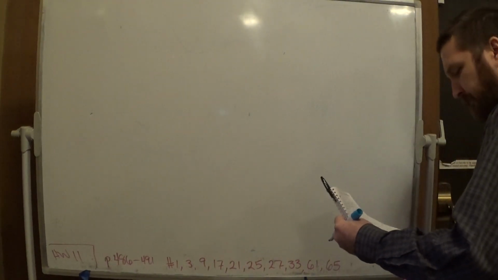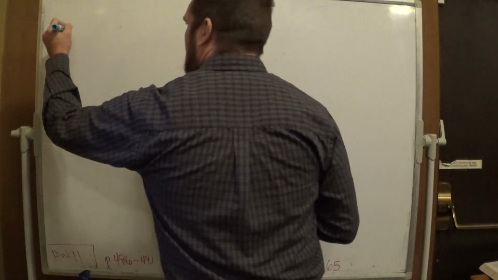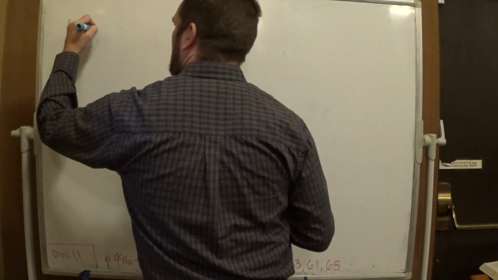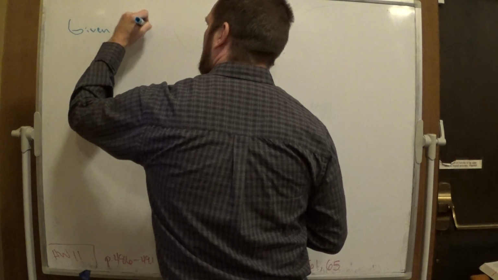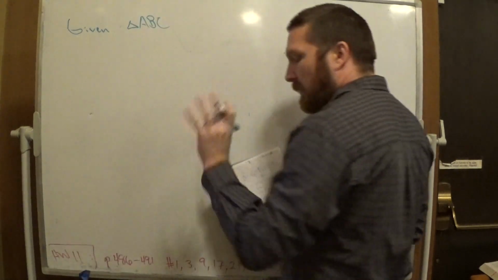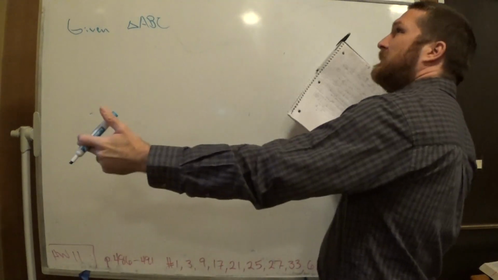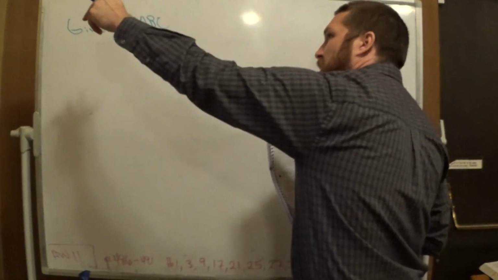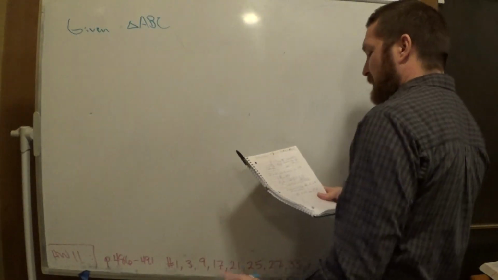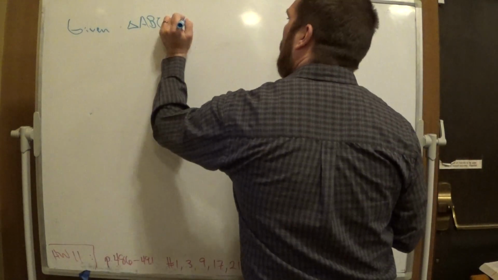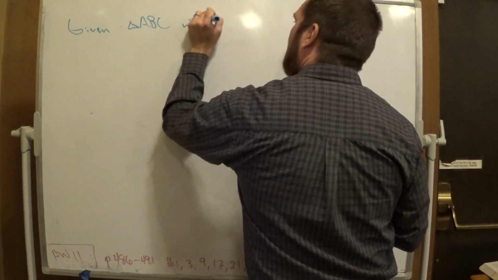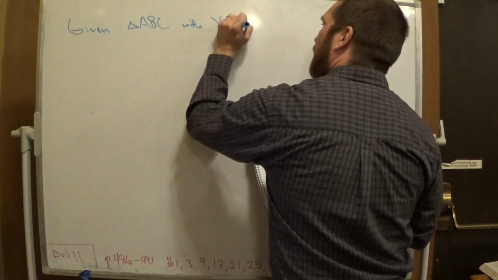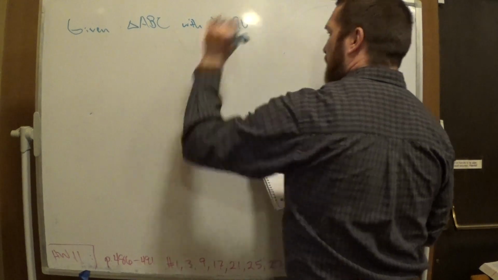Okay, here's another one. It says, given triangle ABC. So I'm already thinking, okay, so that means there's an alpha and the opposite side is A. There's a beta, the opposite side is B. There's a gamma, the opposite side is C. Given ABC with gamma equals 90 degrees. Told you that's how this was going to be.